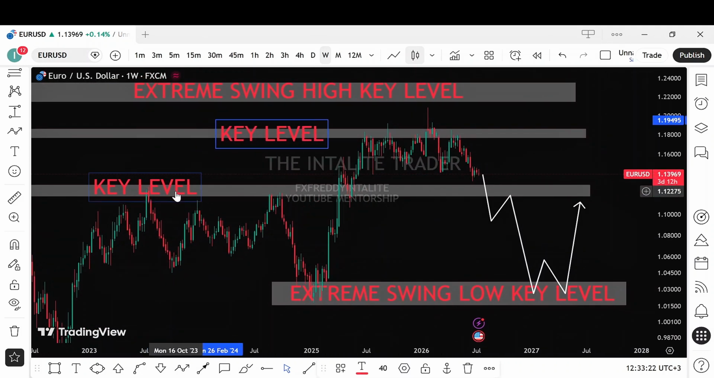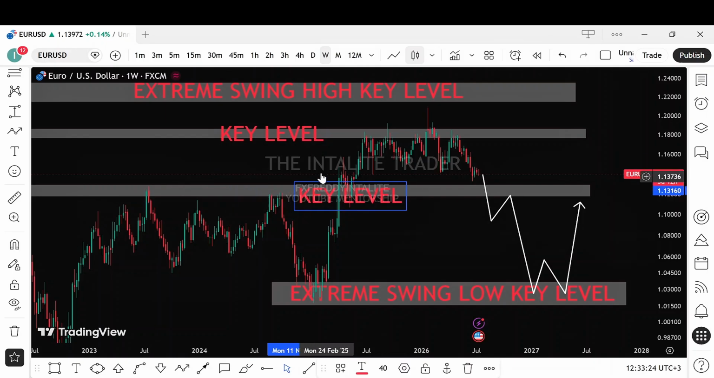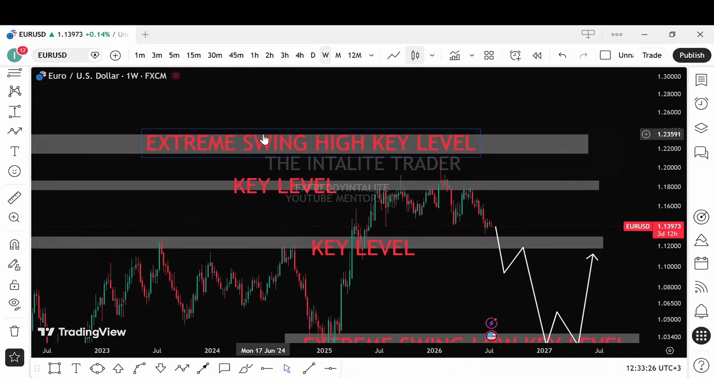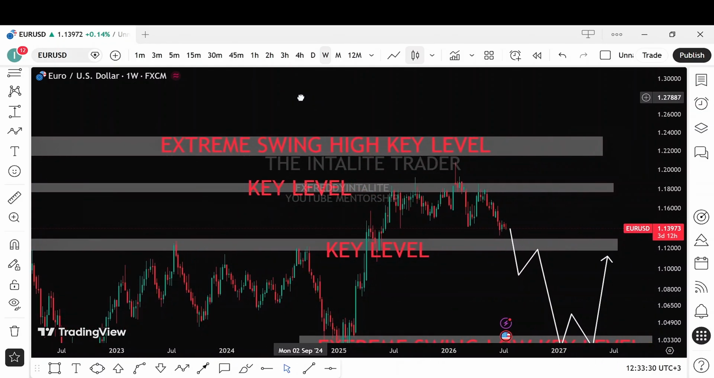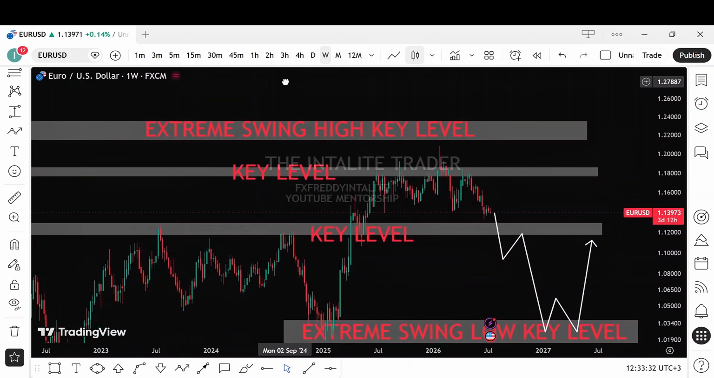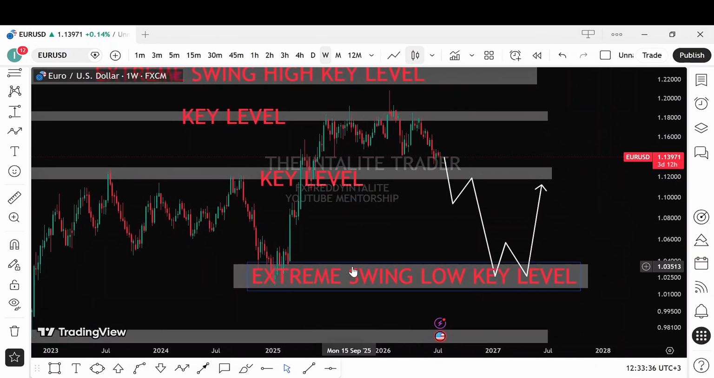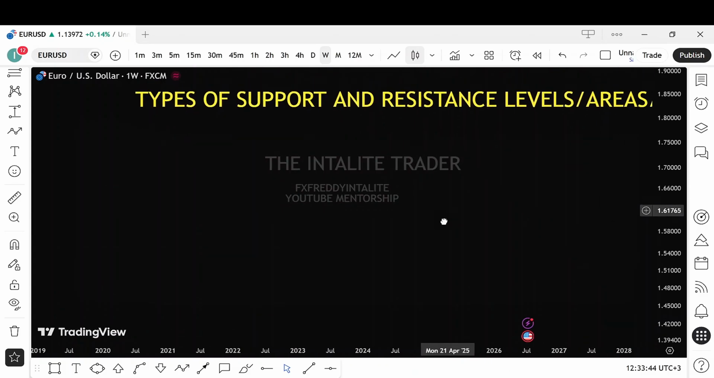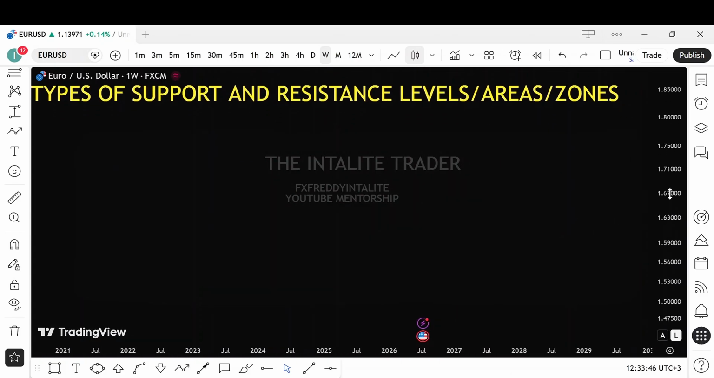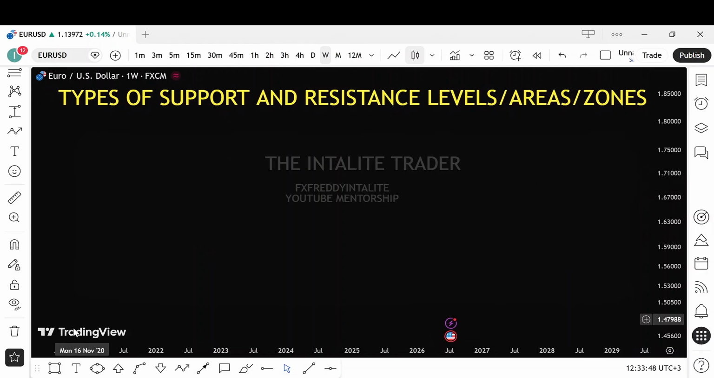These other levels still remain the usual key levels since we are looking at the qualities or the different types of support and resistance. So these are the extreme swing highs and these are the extreme swing lows. So let's go back to our types of support and resistance.